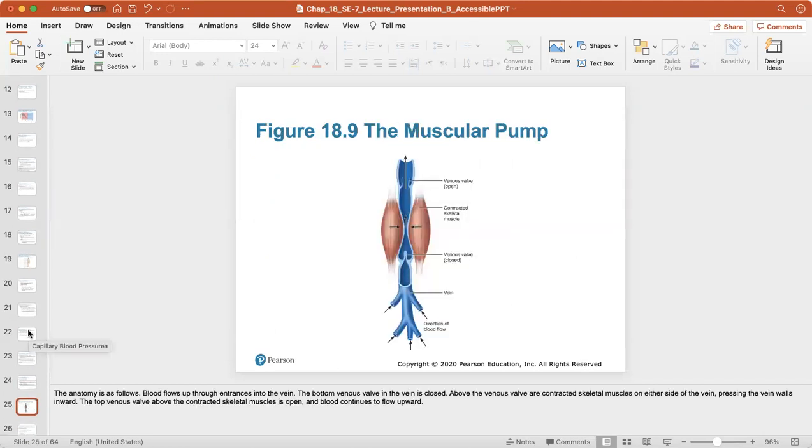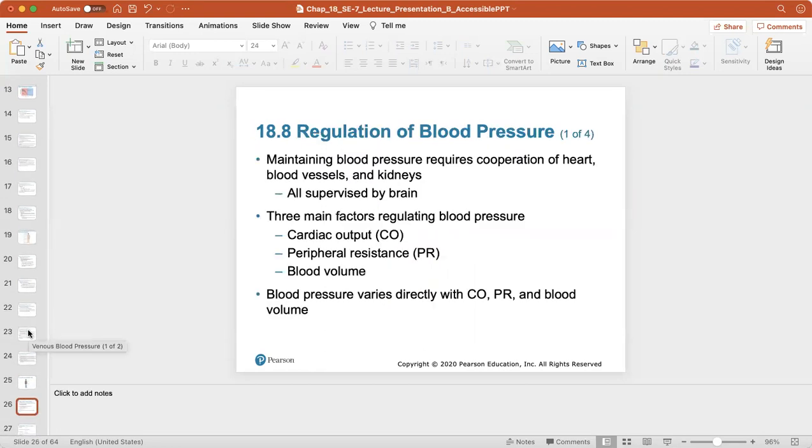And this is a great look at the muscular pump. So how the muscles will contract and actually squeeze the blood back up through the veins to try to increase return back to the heart more quickly.